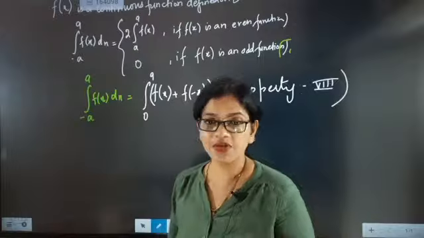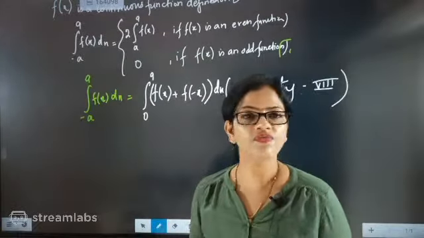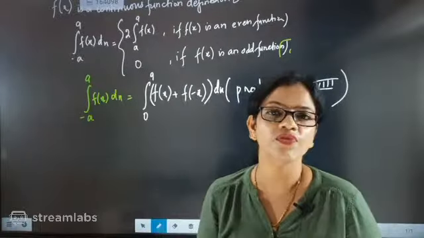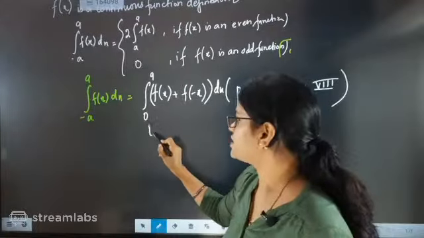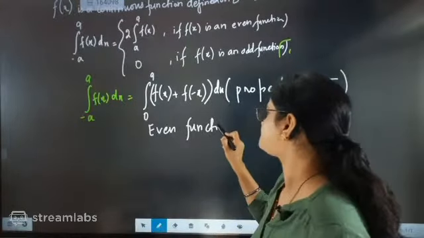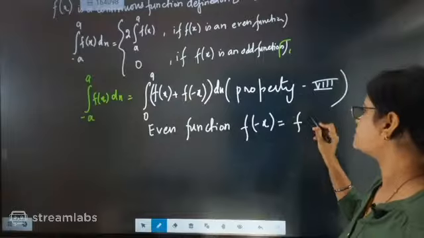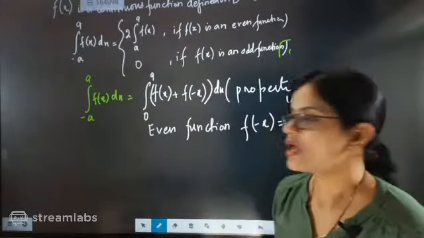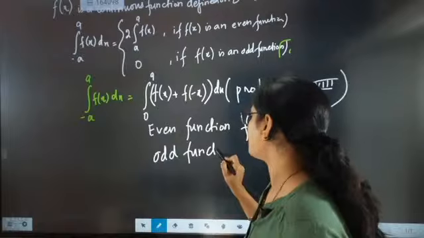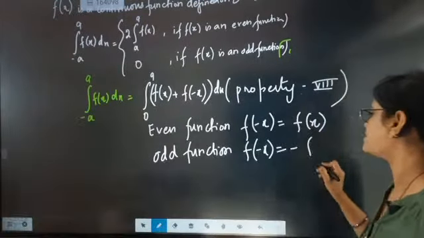Now this itself we are going to split into two cases. Since we know what is an even function and an odd function: in case of an even function, f of minus x always becomes f of x. Now in case of an odd function, f of minus x will give minus f of x.